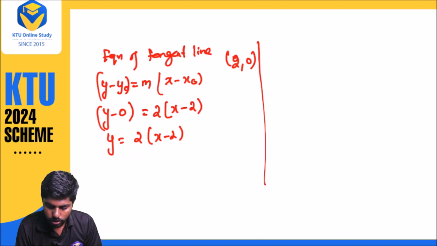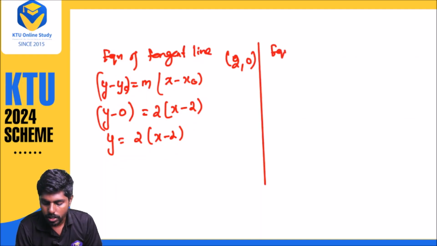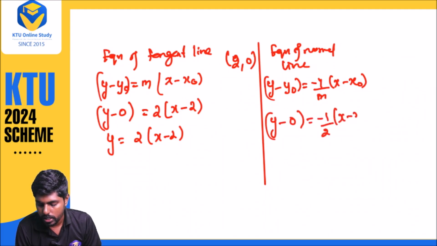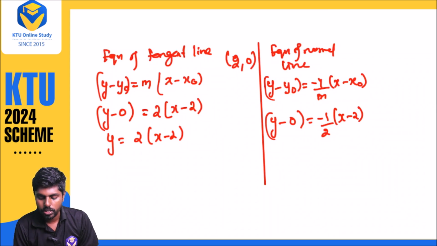So what about the equation of normal line? The equation of normal line is y minus y naught is equal to minus 1 by m into x minus x naught. So y minus 0 is equal to minus 1 by 2 into x minus 2. So this is our equation of normal line.